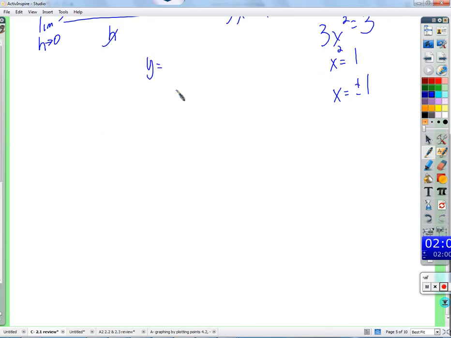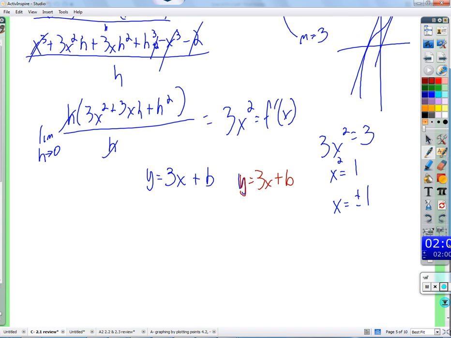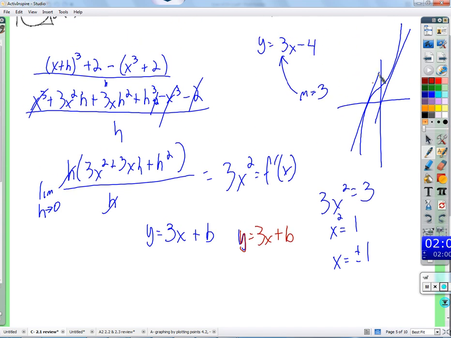Here is y equals 3x plus b, and another equation, y equals also 3x plus b. The difference between them is that one of them touches the original graph at x equals 1, and the other one is x equals negative 1. Did I say negative 1 or 1? I said 1. So negative 1 also, right? This equation, let's say, is for this line right here, and the other one is for this guy right here.